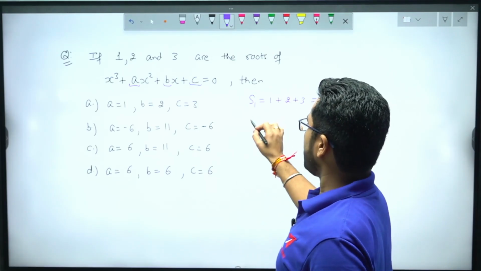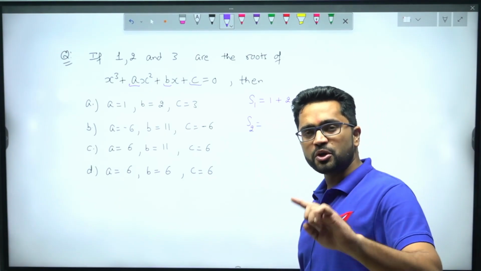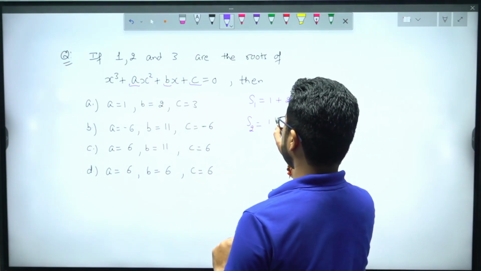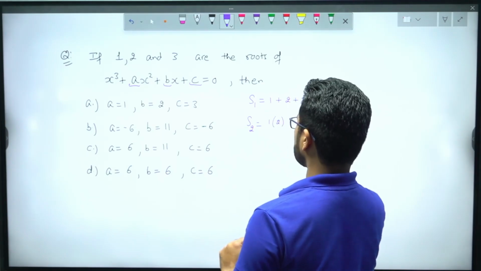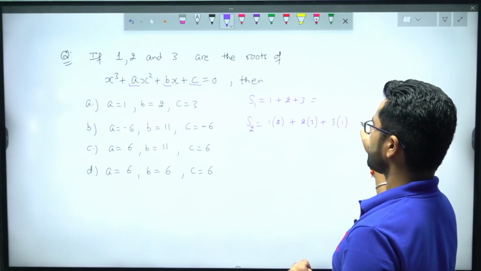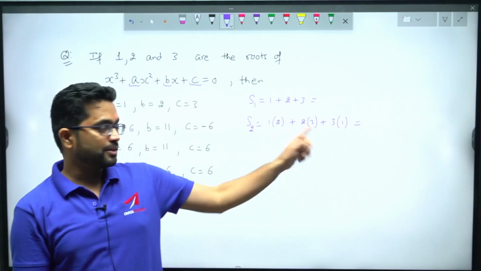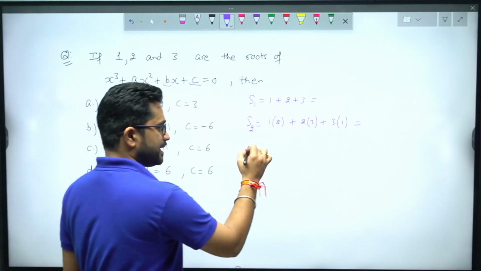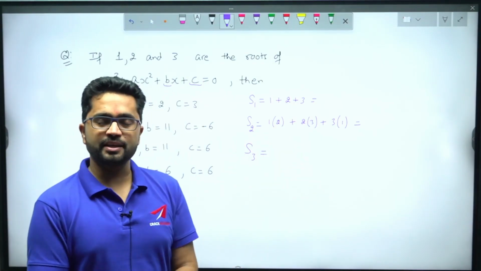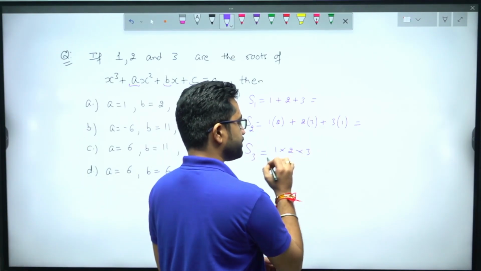Okay. Now I'll write S2. Guys, what is S2? Sum of product of roots taken 2 at a time. 1, 2 and 3. So first is 1 into 2 plus 2 into 3 plus 3 into 1. Sounds similar? Alpha beta, beta gamma, alpha gamma. Okay. Now I'll write S3. What do you mean by S3? The three roots make a single product. Product of roots taken 3 at a time.